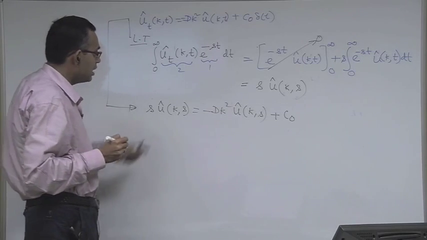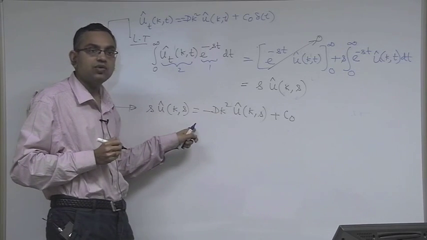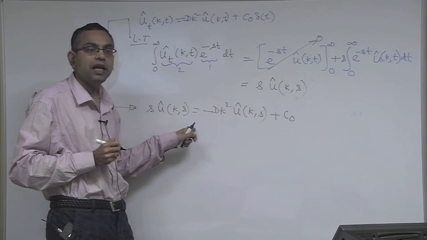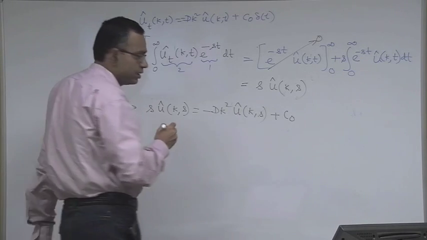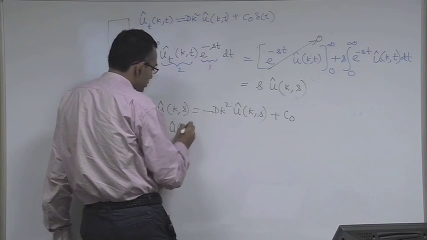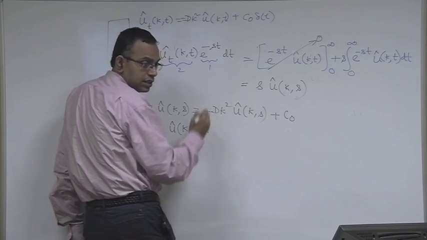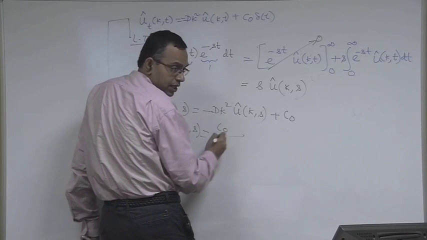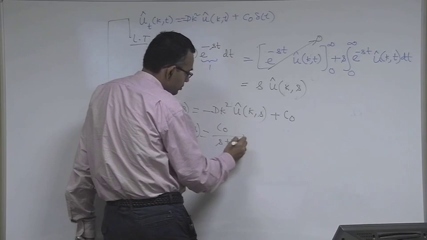So, eventually after these two transforms you get a simple algebraic equation. So, you will get u bar k s, u hat k s is equal to c 0 by s plus d k square.